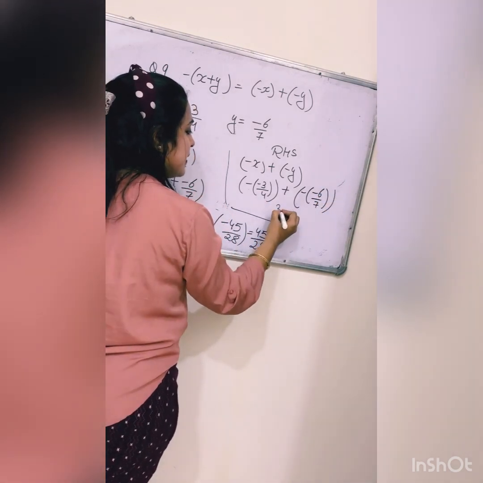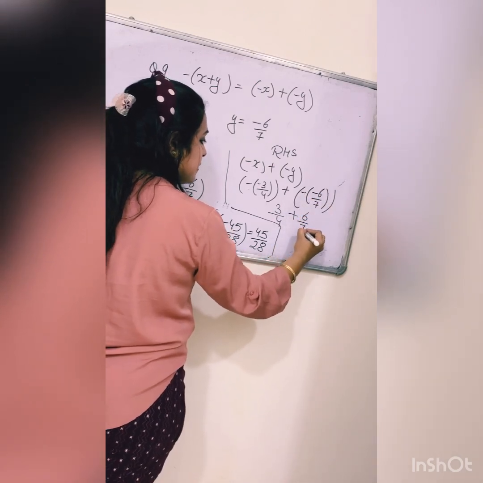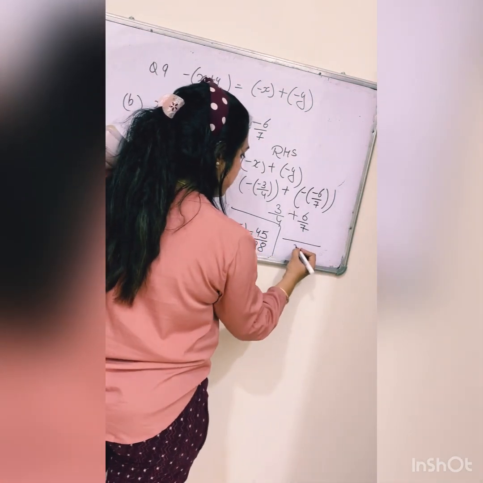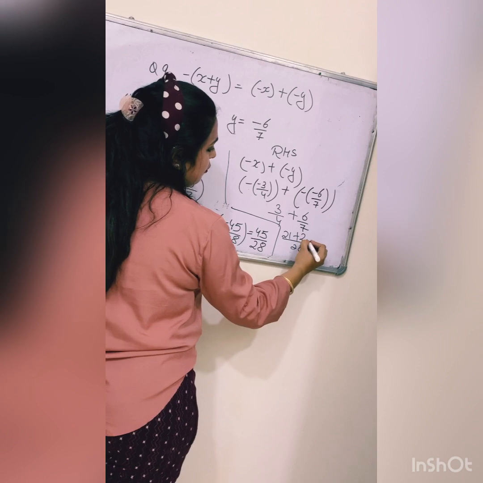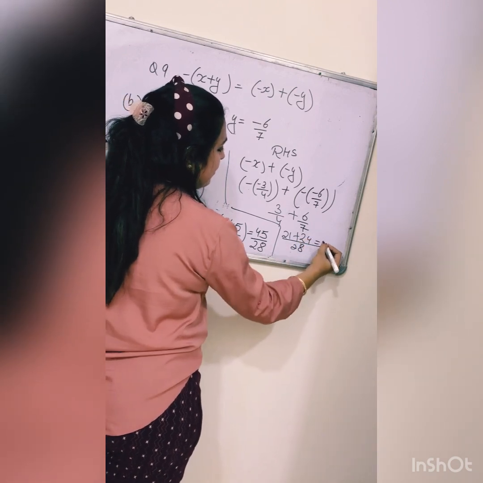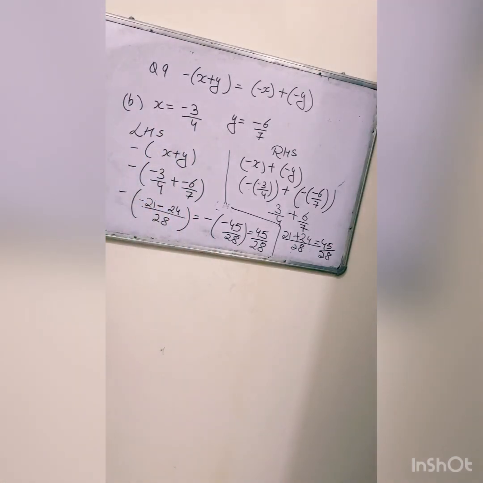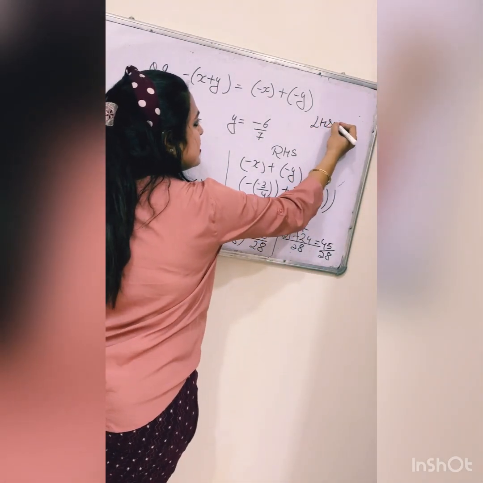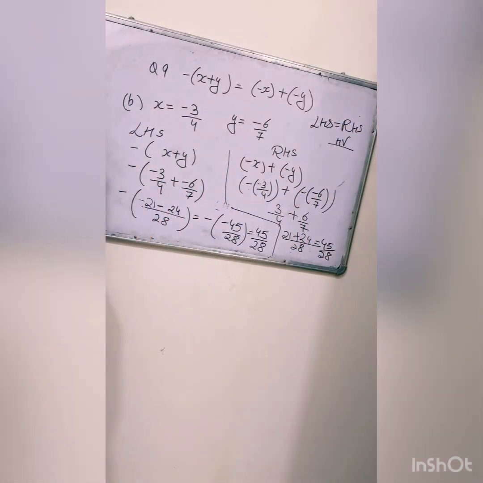This will be minus minus plus. Again, this will be minus minus plus. We'll take the LCM, 28. 4 7s are 21 plus 24, which will again be 45 by 28. So we have left hand side and right hand side equal. LHS is equal to RHS, hence verified.